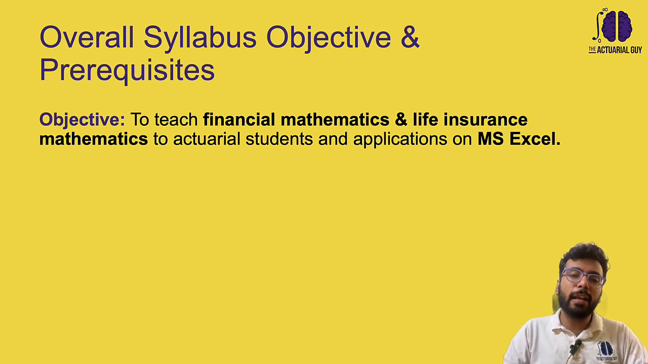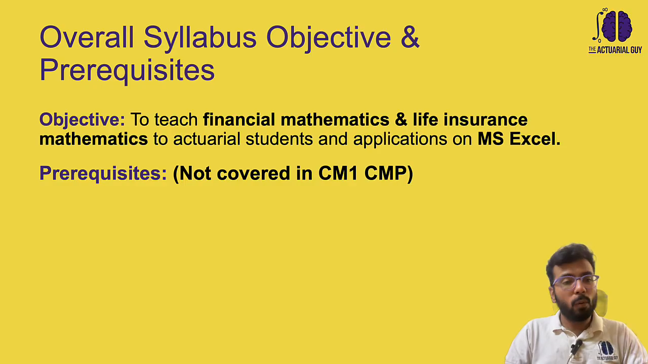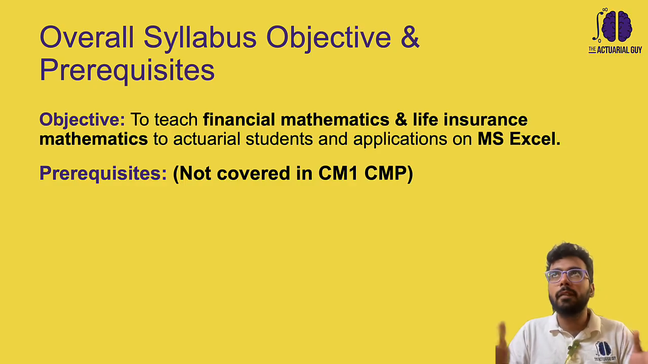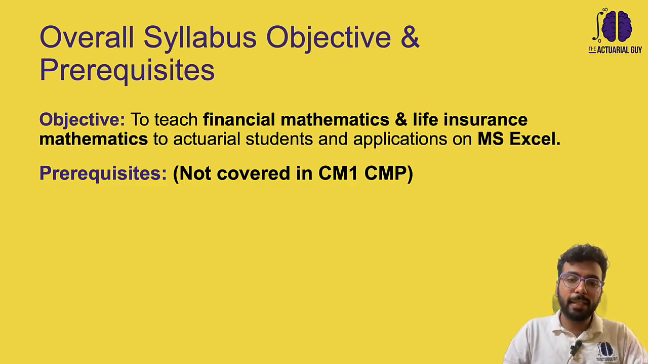So that is the broad idea of what IFoA and II are trying to teach you here, right? So two things: valuation of financial instruments and valuation of life insurance contracts. Now, what are the prerequisites? These are basically topics which are not covered under the CM1 CMP.